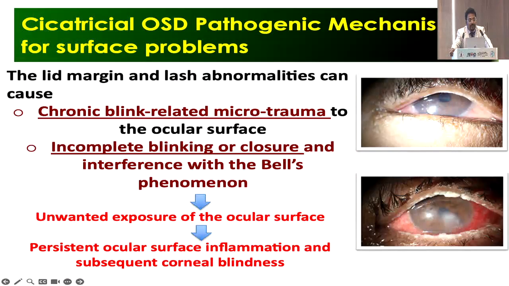If you look at the pathogenic mechanism of cicatricial ocular surface disorders, the lid margin and lash abnormalities can cause chronic blink-related microtrauma to the ocular surface. This patient had lid margin keratinization, and when blinking, this rough surface will rub over the smooth surface of the cornea, and that leads to microtrauma. So that leads to incomplete blinking or closure of the eye, and there is always some interference of the Bell's phenomenon. So all these things lead to unwanted exposure of the ocular surface.